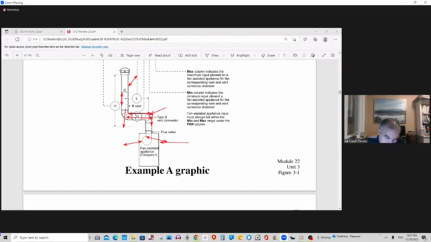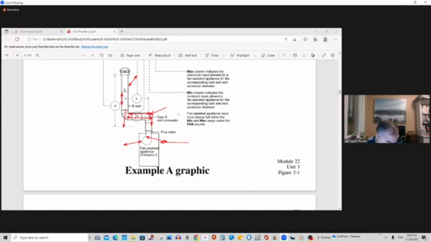Yes, absolutely. Okay, so everybody please write down. I need you to have one ruler, a piece of paper, and a pen or pencil. Ready? I do have a single appliance, Category 1, with the draft control. The capacity of that furnace is 70,000 BTU.